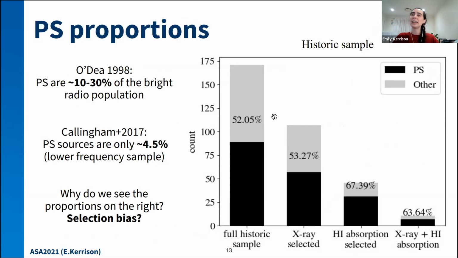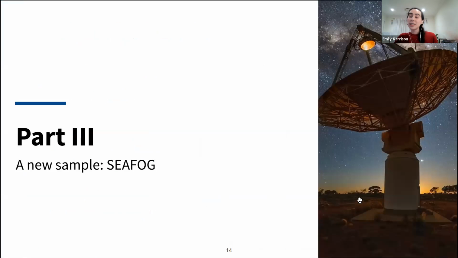So that means when we're looking at subsets of this historic sample, say the one right down on the right that is both X-ray and H1 absorbed, it's really difficult to conclude whether this correlation between H1 and X-ray absorption exists only in peak spectrum sources or whether it's a characteristic of the broader radio population. So this is where some of the new data from CFOG comes in.